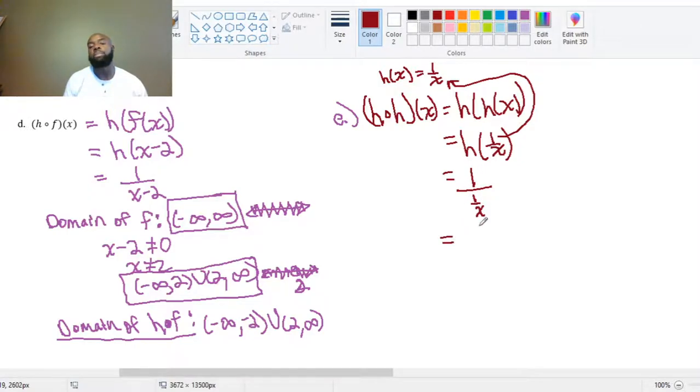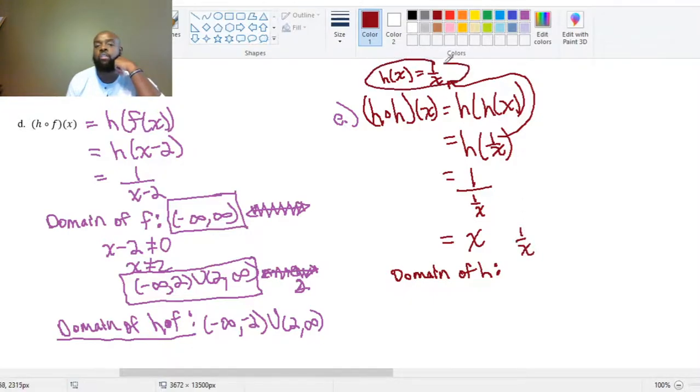Well, 1 over something is its reciprocal, so the reciprocal of 1 over x is x over 1, or we just get x. So if I look at just this final answer here, it looks like this is our identity function whose domain is all real numbers, right? However, I always say do the domain of your inside function. My inside function is h. If I look at h, it's 1 over x. That domain is from negative infinity to 0, union 0 to infinity.